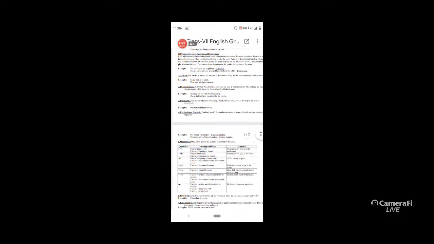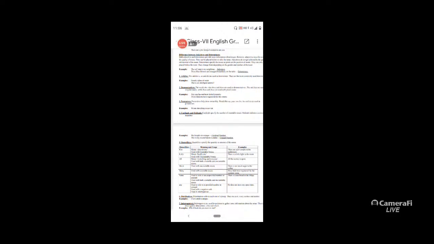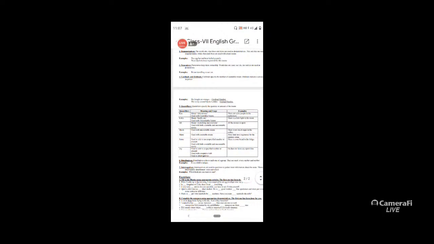Demonstratives. The words this, that, these, those are used as demonstratives. This and that are used with singular nouns, while these and those are used with plural nouns. Demonstratives basically mean pointing out. Okay, this egg, I am pointing out this egg. This egg has not been boiled properly. Those students have registered for the course. So these are demonstratives.